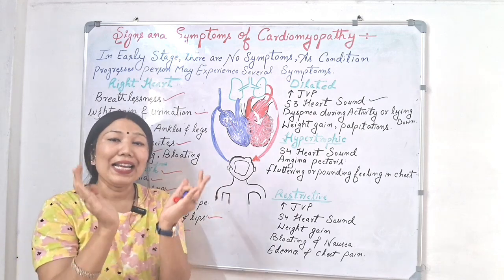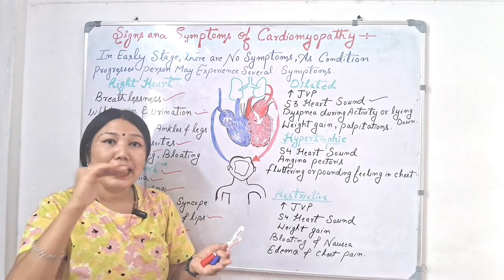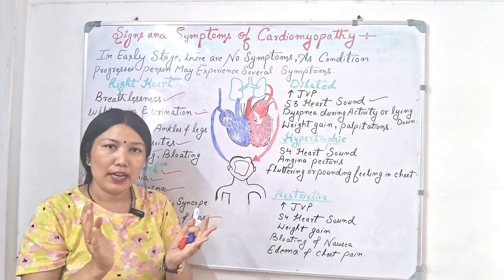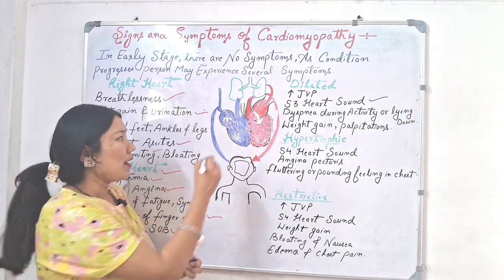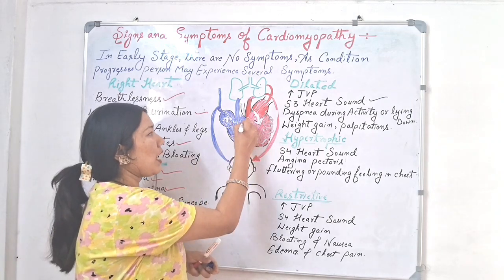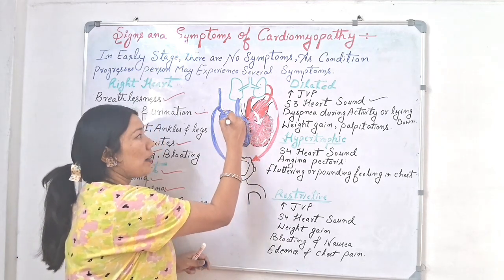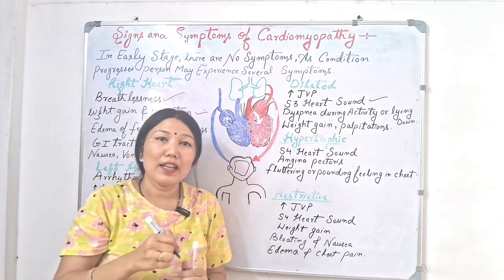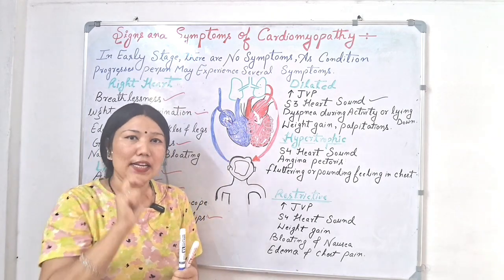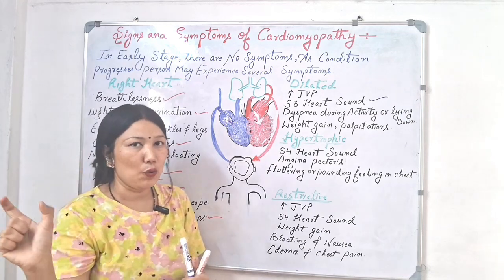Because of the dilation of the chamber, a larger amount of filling is already done into the chamber. If these chambers are already filled with a sufficient amount of blood, and again more blood is coming into this chamber, then a sound is created due to this filling pressure, that is called the S3 heart sound.